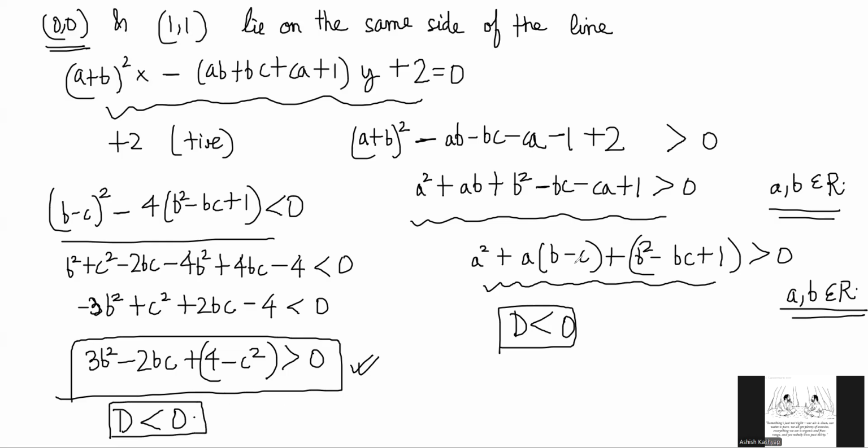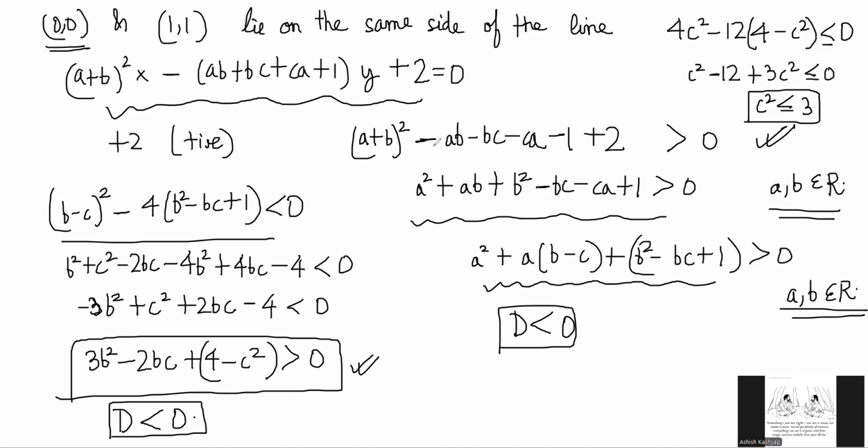So we are applying the same concept twice. The discriminant of this quadratic, I will write here, is coming up to be 4c square minus 4 into 3, so 12 into (4 minus c square), less than or equal to 0, right? So basically we are getting this situation as c square minus 12 plus 3c square is less than or equal to 0, and you're getting c square is less than or equal to 3 from here.